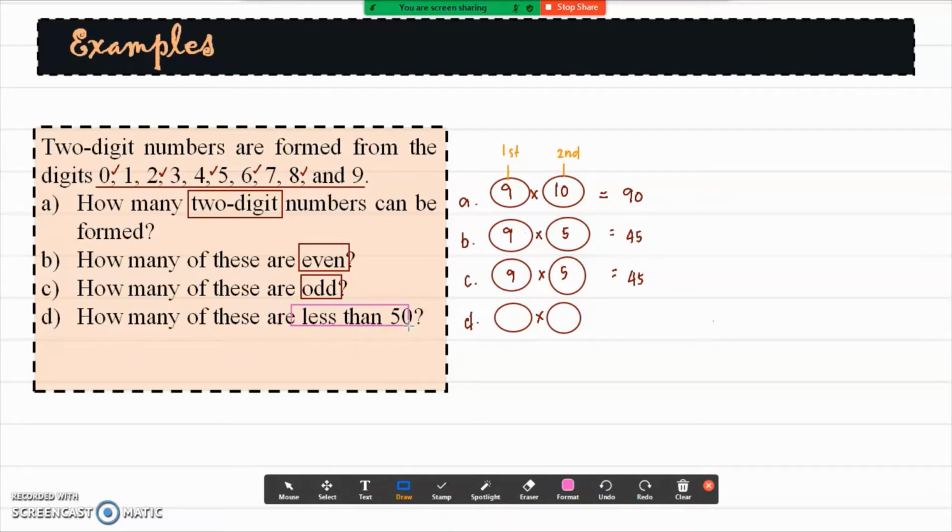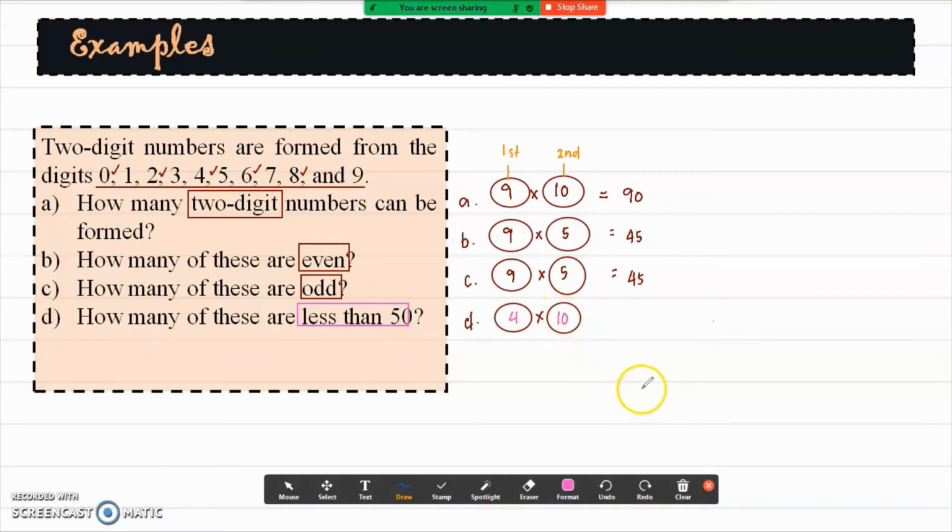So it says here, how many of these numbers are less than 50? And we know that the 2-digit numbers that we can form out of the given digits that are less than 50 are numbers that start with 1, 2, 3, and 4. So meaning to say, we only have 4 options for the first digit. And for the second digit, we already have 10 because we can use 0 up to 9. So we have 10 possible options for the second digit.